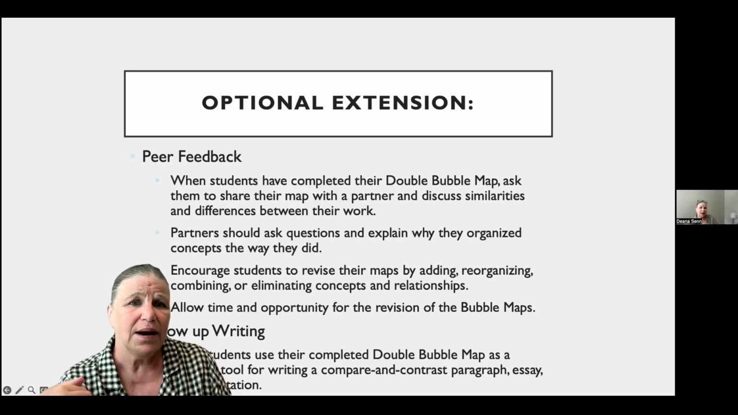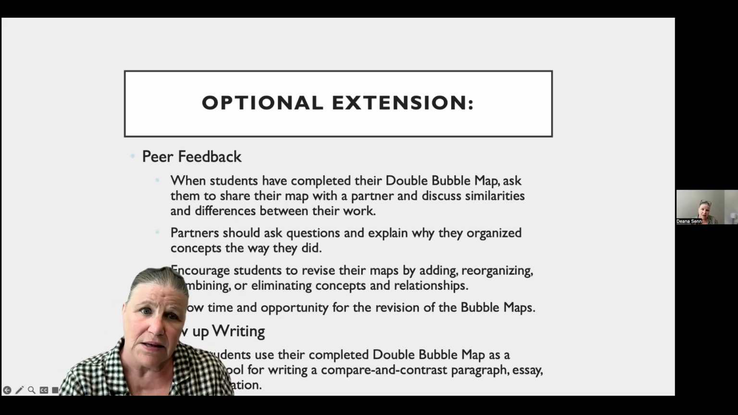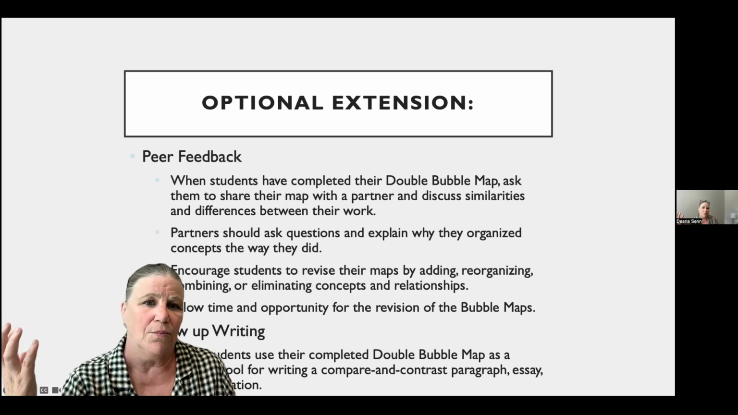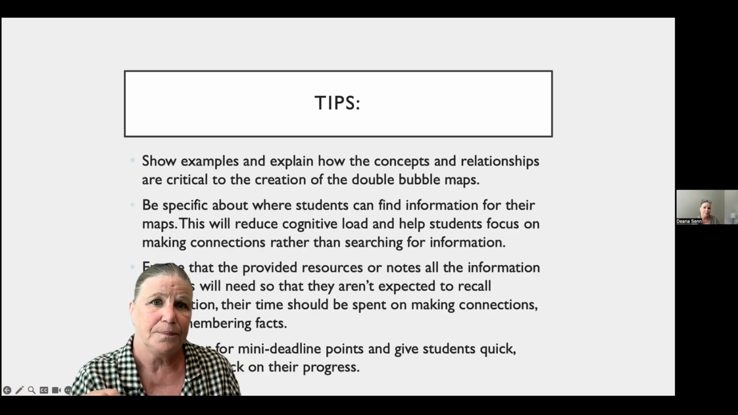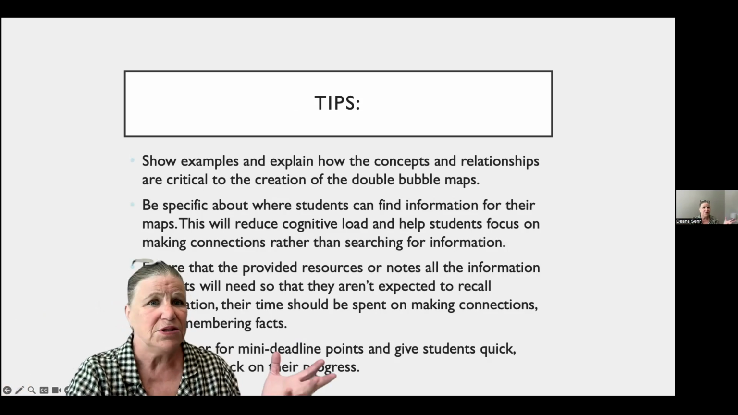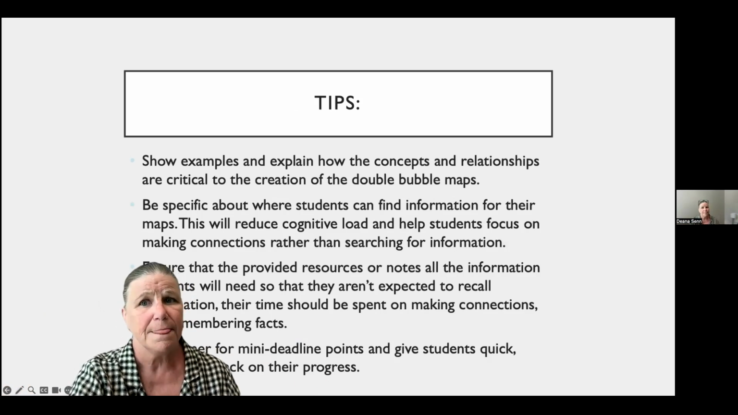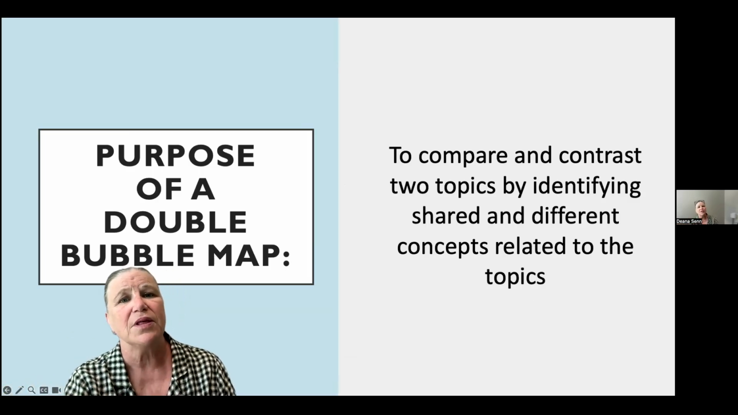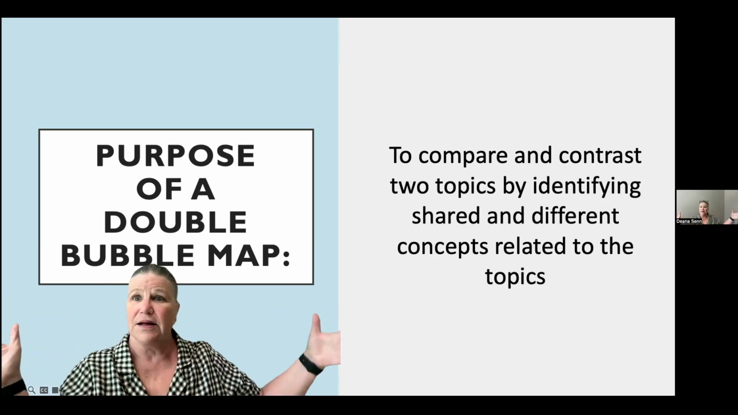Some optional extensions you might think about is students getting peer feedback from each other on the map and then going back and enhancing their own, or using their double bubble map in order to write up a little writing about the comparing and contrasting. Also think about, there's some tips, right? So showing some examples, be specific, et cetera, et cetera. No matter how you're working with double bubble maps with your students, remember that the purpose is for them to compare and contrast, not you and not the class as a whole.